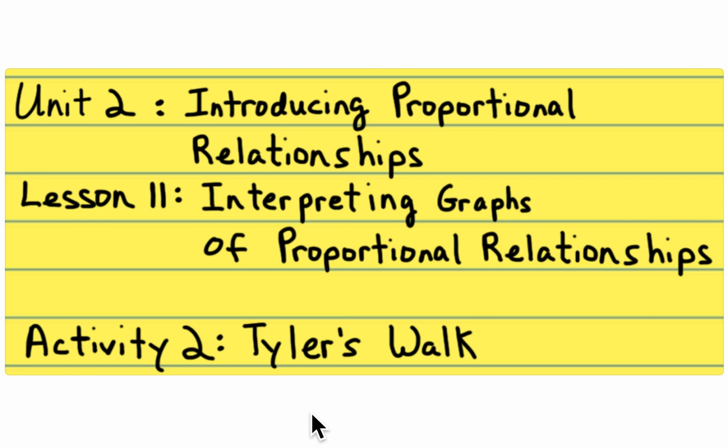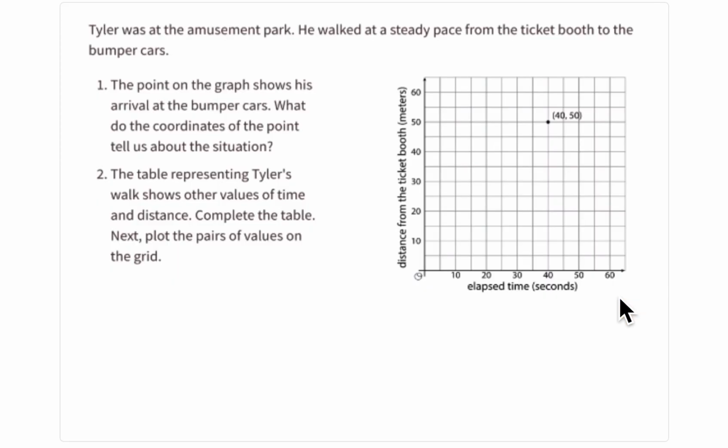This is Activity 2, Tyler's Walk, from Lesson 11, Interpreting Graphs of Proportional Relationships. And in this problem, you're given a graph. You're told that Tyler is at an amusement park. He's walking at a steady pace, and that's going to be an important point a little bit later. The word steady means that he's not speeding up, he's not slowing down, he's going at a constant rate from the ticket booth to the bumper cars.